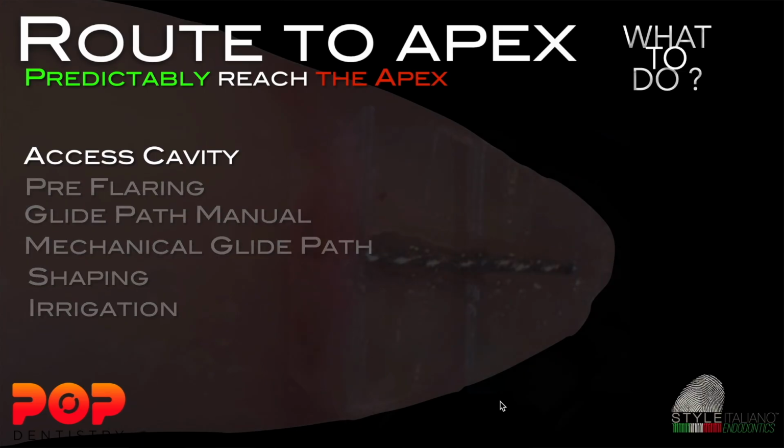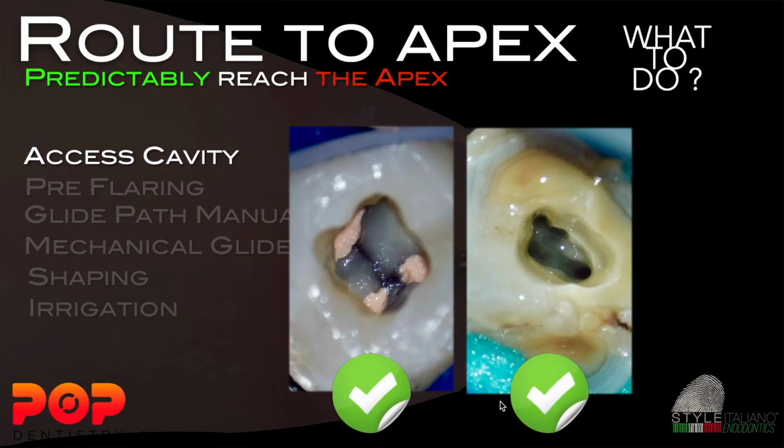The access cavity is one of the big controversial issues nowadays, but we will not discuss this in this pop talk. What I have to say is that the access cavity has to be clear. It has to view all the canals. It doesn't have to be limited, because if you limit the access cavity, you will create an error.